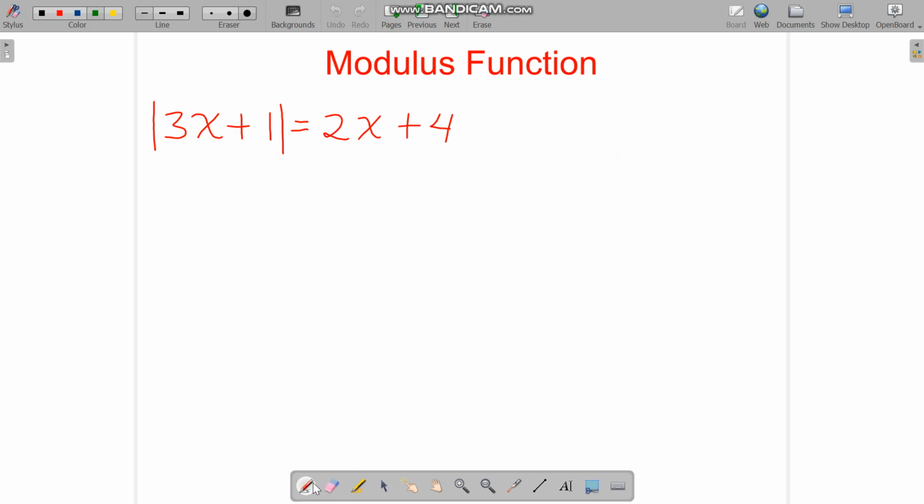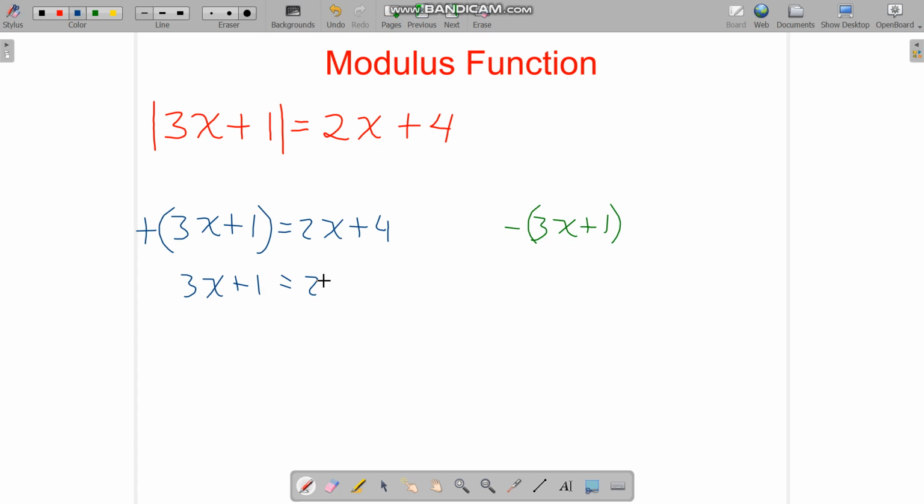So when we solve equations, for example the modulus of 3x plus 1 equals 2x plus 4, that means the expression in the modulus, 3x plus 1, can have two possibilities. It can be positive, so 3x plus 1 positive, or it can be negative, so 3x plus 1 negative. The one on the right is the same, so it still equals 2x plus 4.